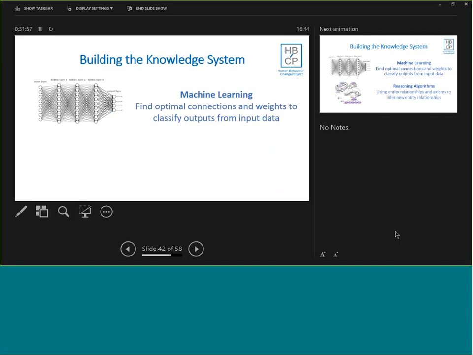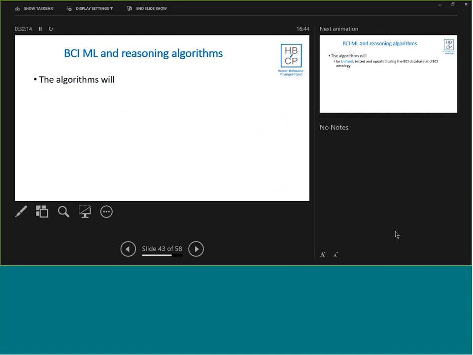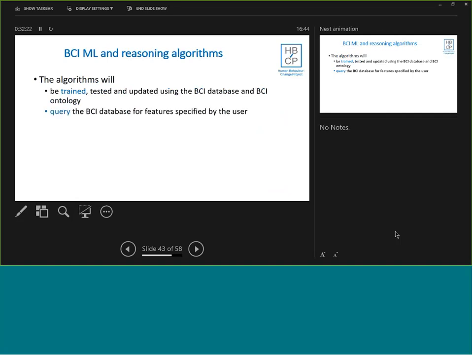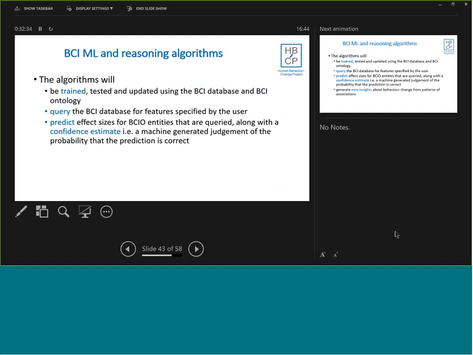We are using machine learning to find optimal connections and weights to classify outputs from the input data, and reasoning algorithms using entity relationships and axioms to infer new entity relationships. And these algorithms will be trained, tested, and updated using the database and the ontology that I presented. The algorithms will query that database for features specified by the user. It will predict effect sizes for the entities that are queried, along with a confidence estimate, i.e. a machine-generated judgment of the probability that the prediction is correct.